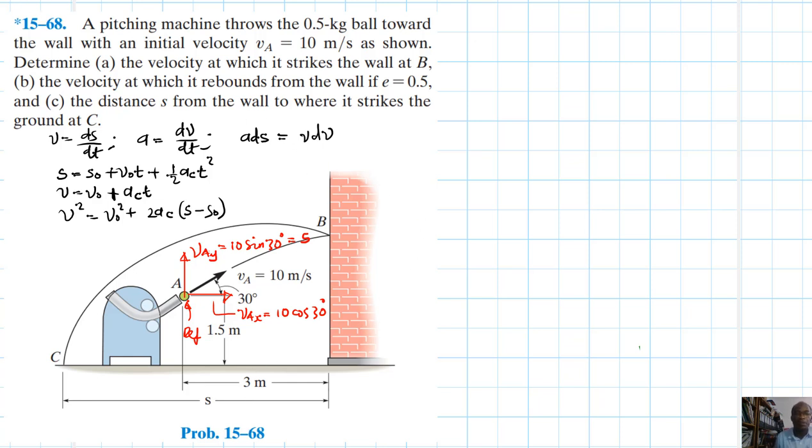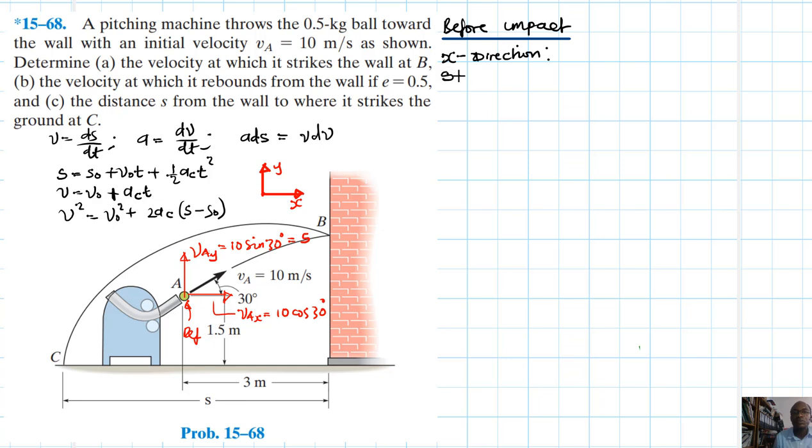So what do we do here? Before impact, this is the first part. Mind you, we want to find the velocity of the ball. So let's now look at the horizontal direction. Here this is our reference. This is our x and this is our y. All right, so let's look at the x direction.